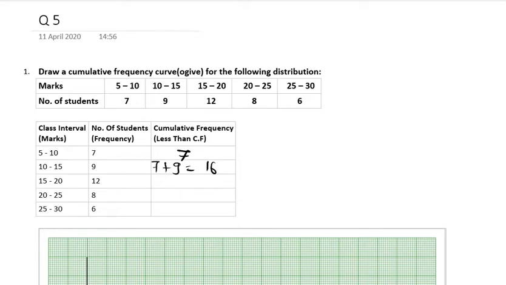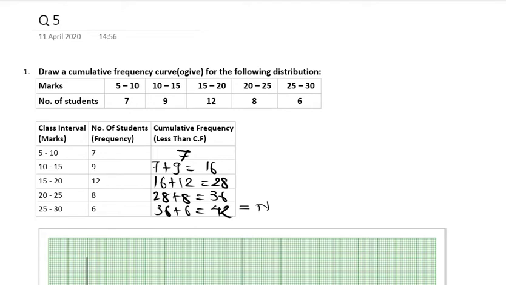Then you have to take 16 and add the next frequency to it, that is 12. So 16 plus 12 is 28. Then 28 plus 8 is 36. And then 36 plus 6 is what? 42. Okay, so this is what you basically mark. You take the frequency, you add with the next frequency and go on adding the frequencies, and here you get the total frequency. This is n, or total number of observations, or total frequency, that is 42.